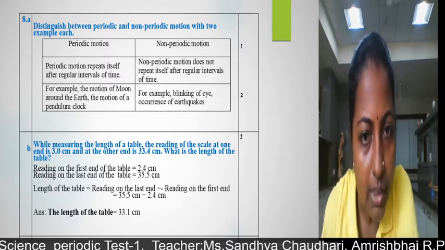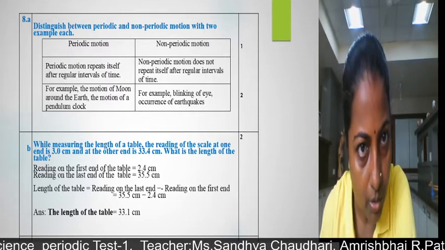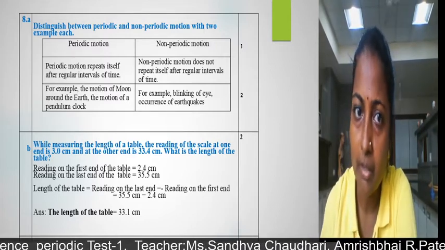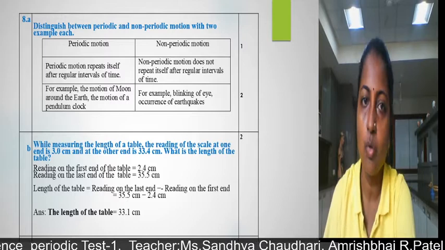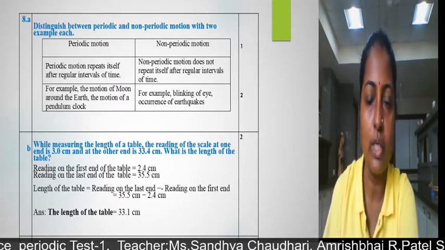So for that you will get 2 marks, and this periodic and non-periodic motion is 3 marks in total. If the definition is right, 1 mark, and 2 examples of each, 2 marks, means total 5 marks for question number 8.